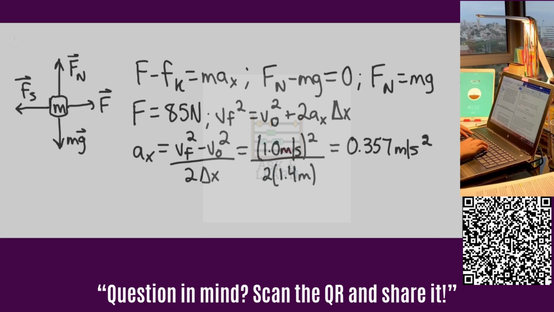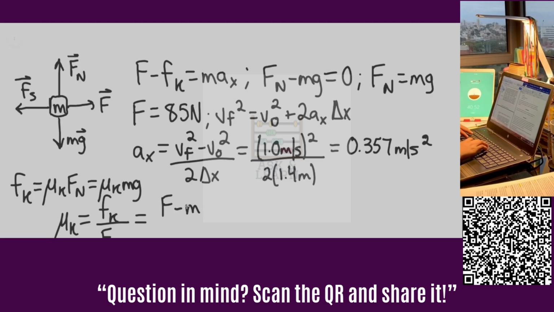And we can then find the coefficient of kinetic friction, where knowing that the kinetic frictional force is equal to the coefficient of kinetic friction multiplied by the normal force, or the coefficient of kinetic friction times mg, we can say that the coefficient of kinetic friction is equal to the magnitude of the kinetic frictional force divided by the normal force. So this would be equal to F minus m a sub x over mg.